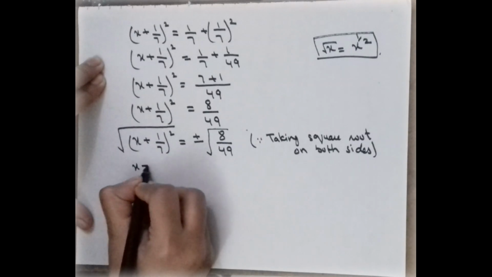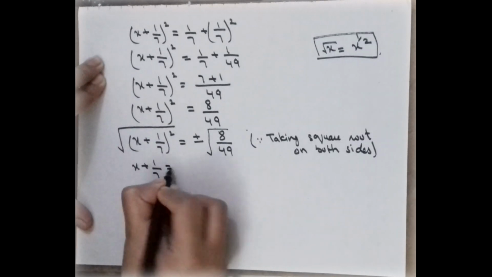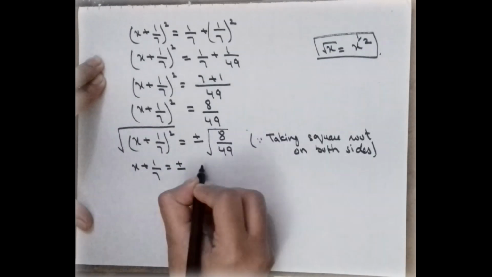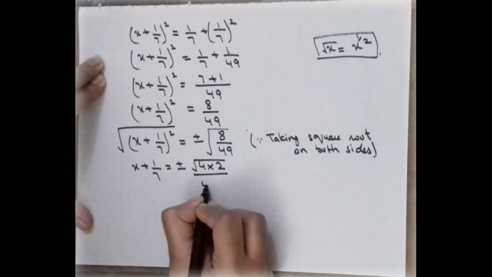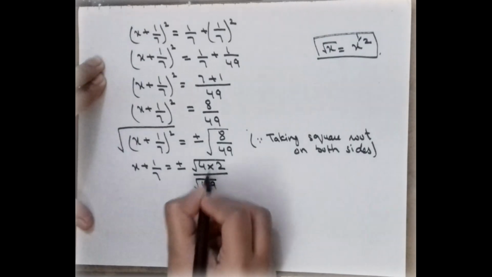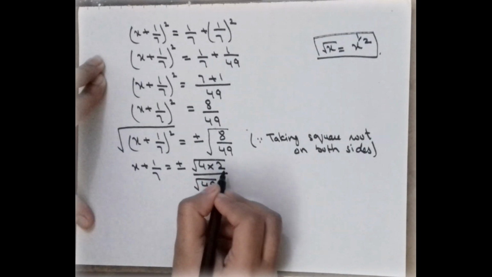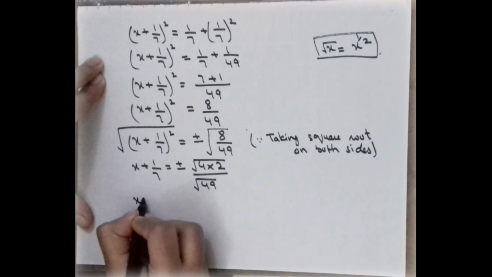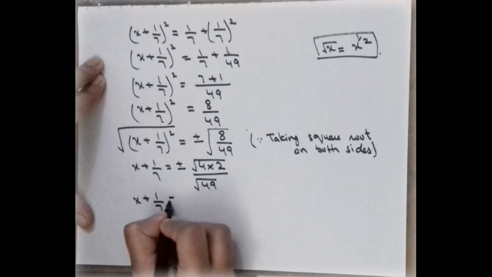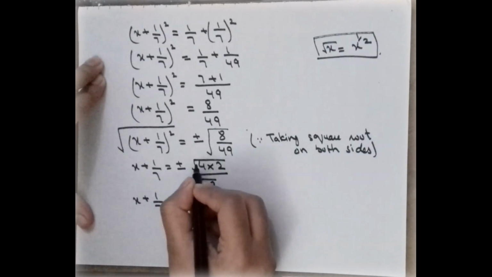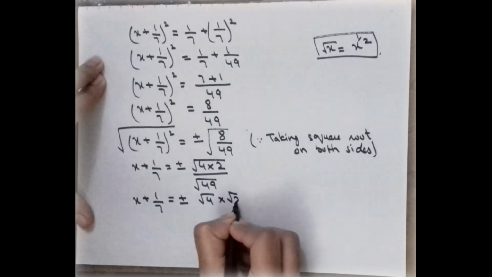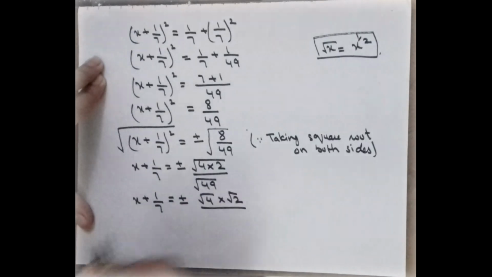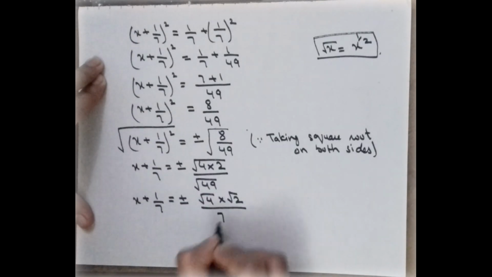So we are just left with x plus 1 over 7, and here we can write 8 as 4 multiplied by 2, divided by 49 under the root. We can split the square root on numerator and denominator. Now x plus 1 over 7 equals plus minus, we can write as 4 multiplied by the square root of 2. Again we split, and the square root of 49 is 7.